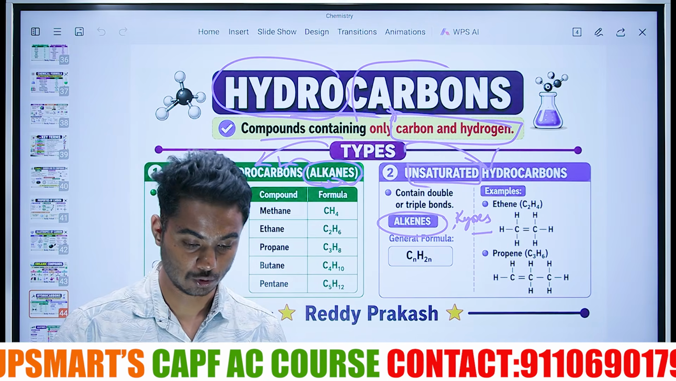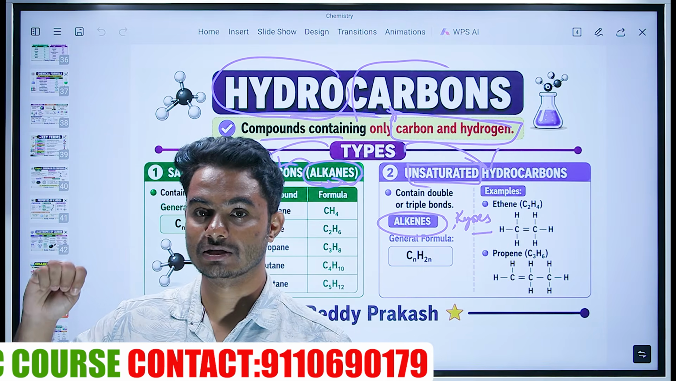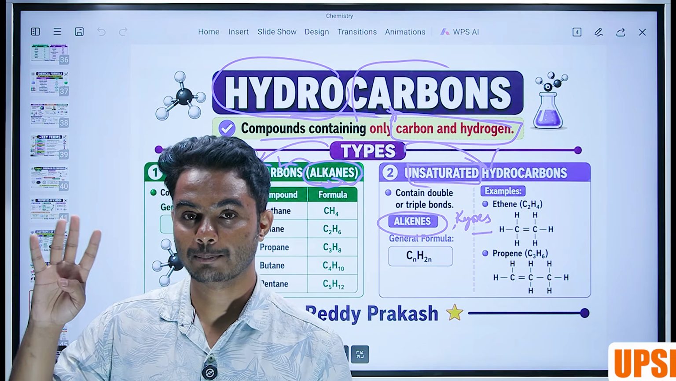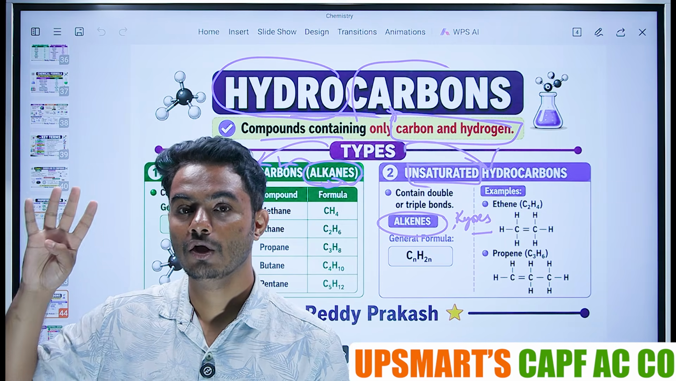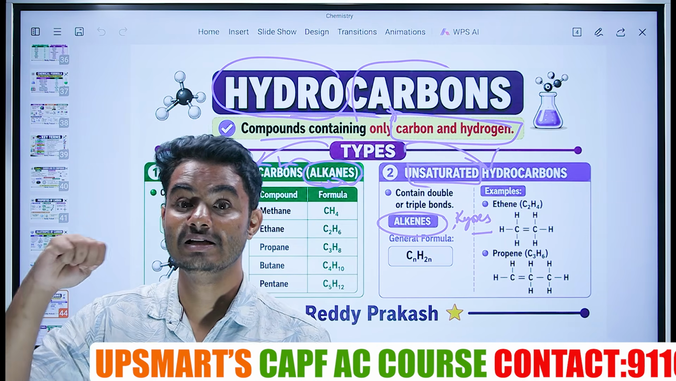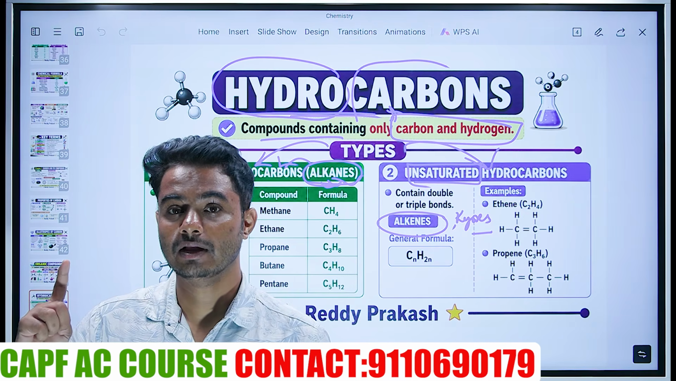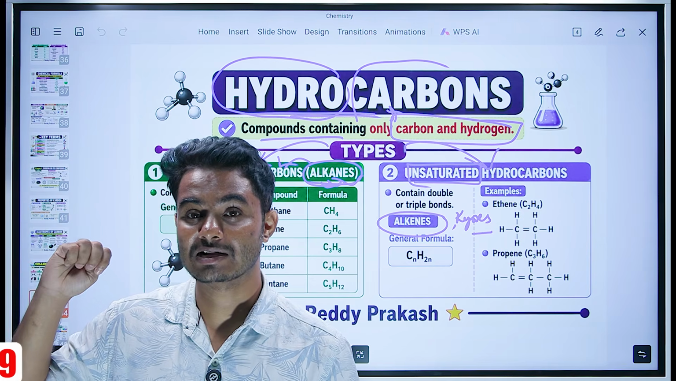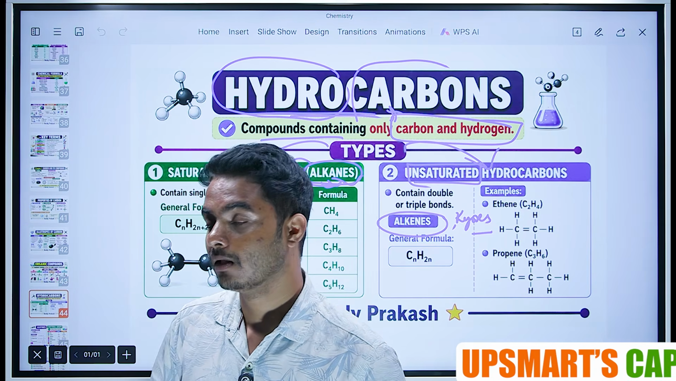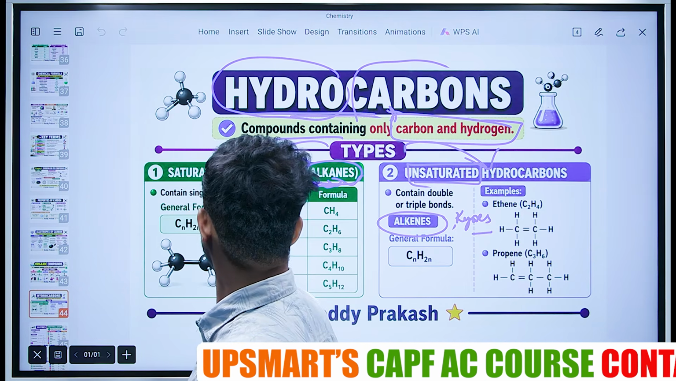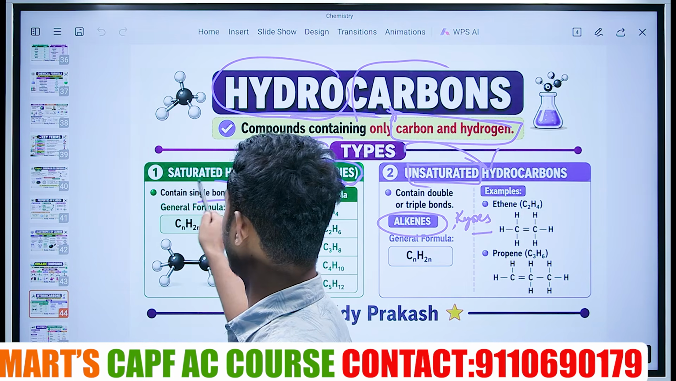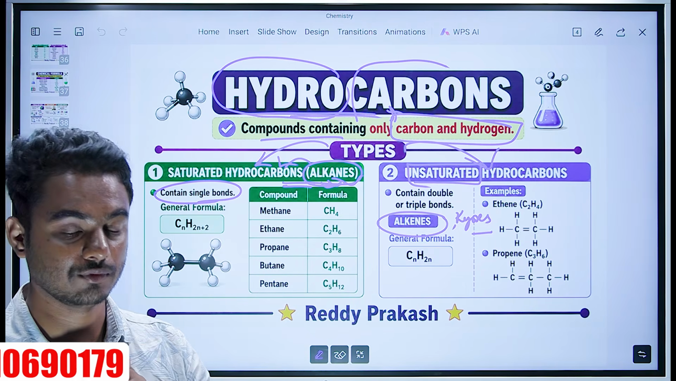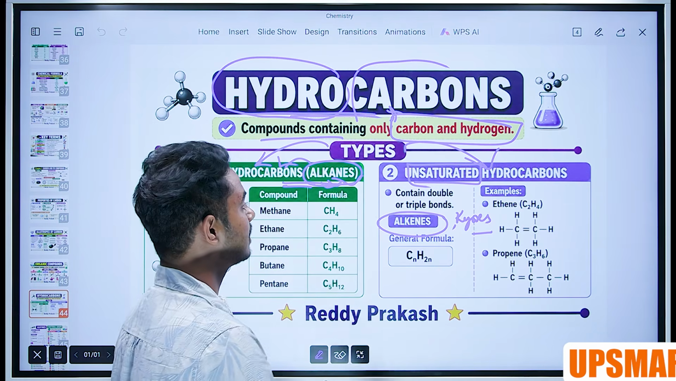Saturated and unsaturated means, I told you, carbon has tetravalency, 4 electrons in its outermost shell. The maximum number of bonds it can form is 4 bonds, and all the bonds should be single bonds. One single bond will take 1 electron. That is, the saturated nature has a maximum of 4 bonds and all should be single bonds. That is possible in alkanes, which contain single bonds. The formula for alkanes, alkenes, alkynes, I will give you now. I'll teach you nicely.